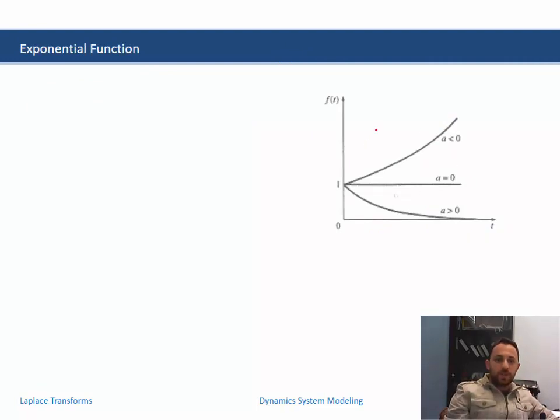Now, if we are given the exponential function described in this figure, f of t is equal to e to the power minus a t. If a is negative, then negative multiplied by negative is a positive term, and the exponential is increasing. If a is positive, then it turns out to be negative, and therefore we have a decreasing function. And now we are interested in obtaining the Laplace transform of this exponential function.